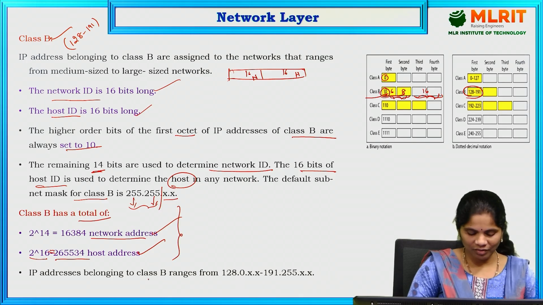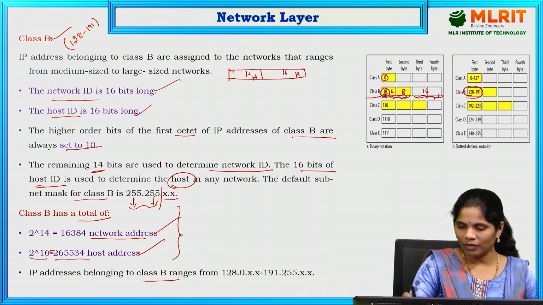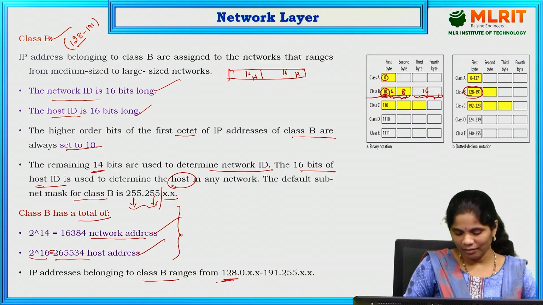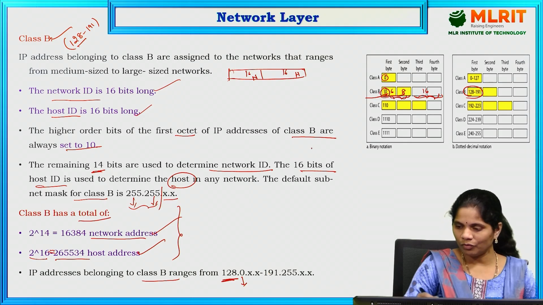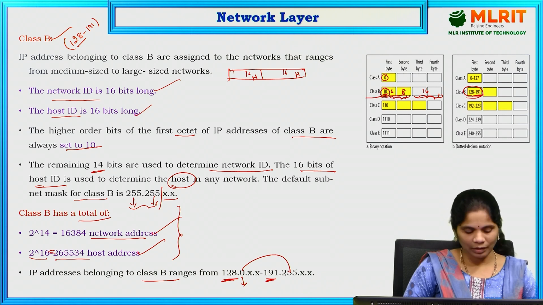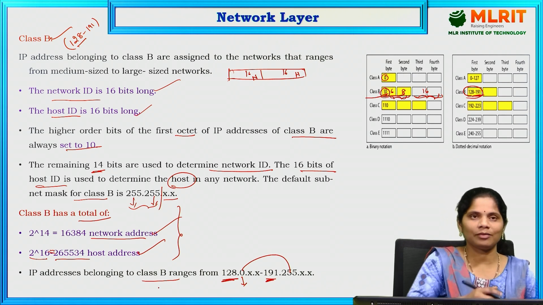The range of class B is starting with what? 128, right? This is starting with 128, this is the 128, and this is the 0. Next one is 0. Until where we have to stop? 191. So we have to stop with 191. 0 to 255 we have to go. That is the different classes. This is class B.